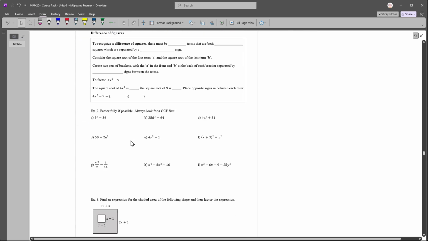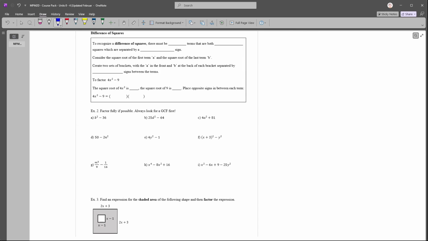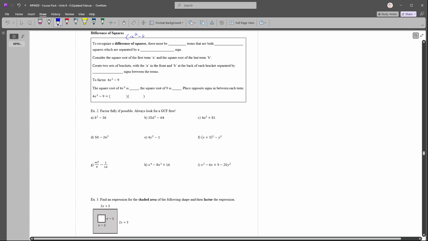So a difference of squares. To recognize a difference of squares, what are we looking for here? Let me make sure my notes match. There we go. So a difference of squares, remember what it looks like. It looks like this: a squared minus b squared. That's what we're looking for.